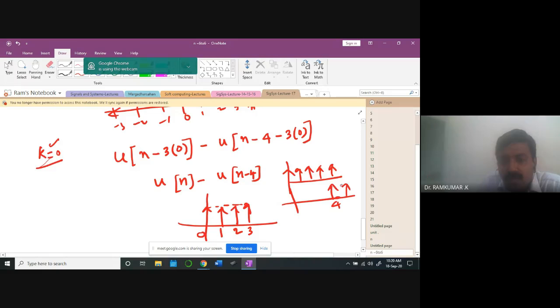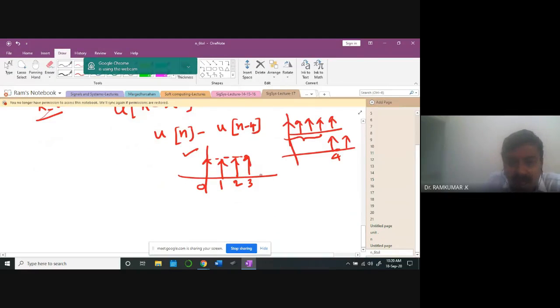This is u of n minus 4. So I'm going to subtract these two. What happens? Only these 4 samples are bigger. That's what I'm trying to do. Once I draw this, this is my first signal. Then I'm going to add with what?